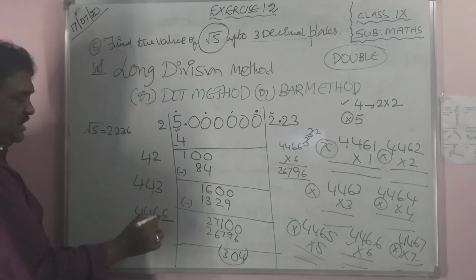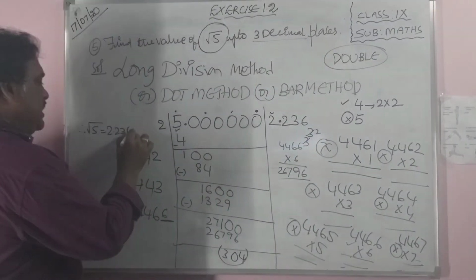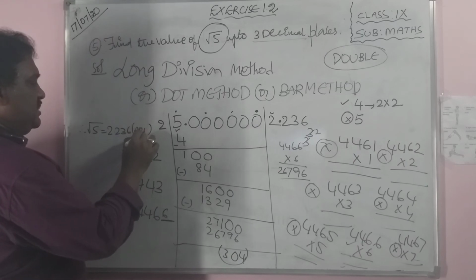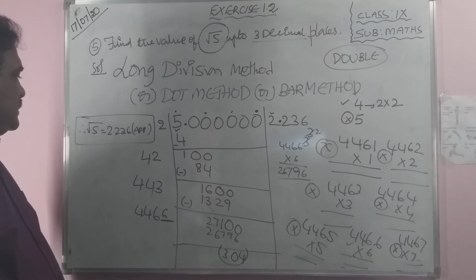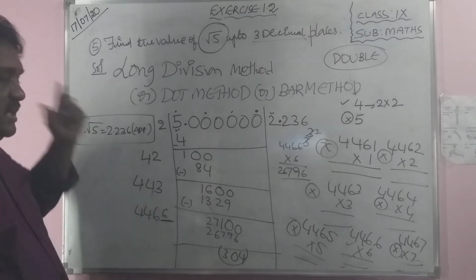2.236. 6 here, 6 here. It is an approximate answer, not exact. Okay? Root 5 equal to 2.236, approximate answer. So see again.